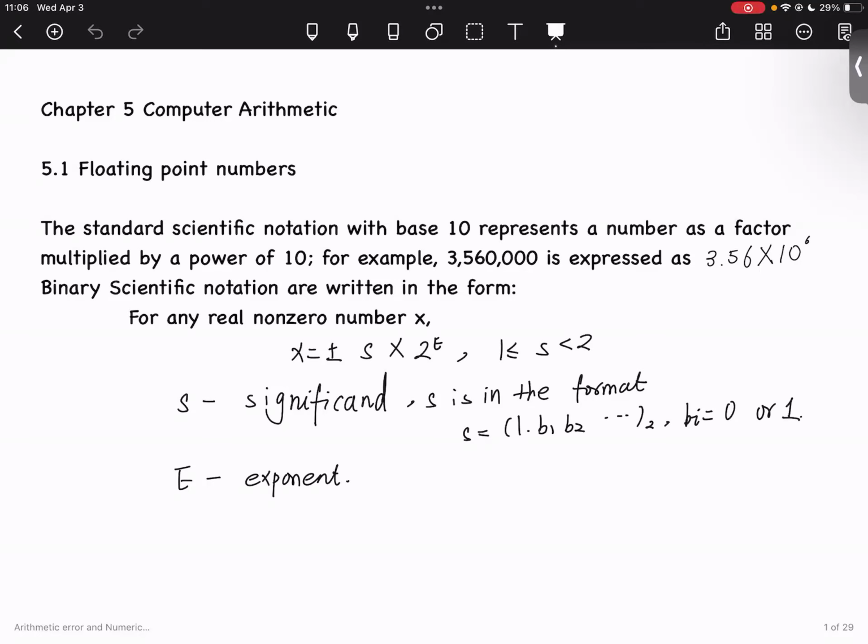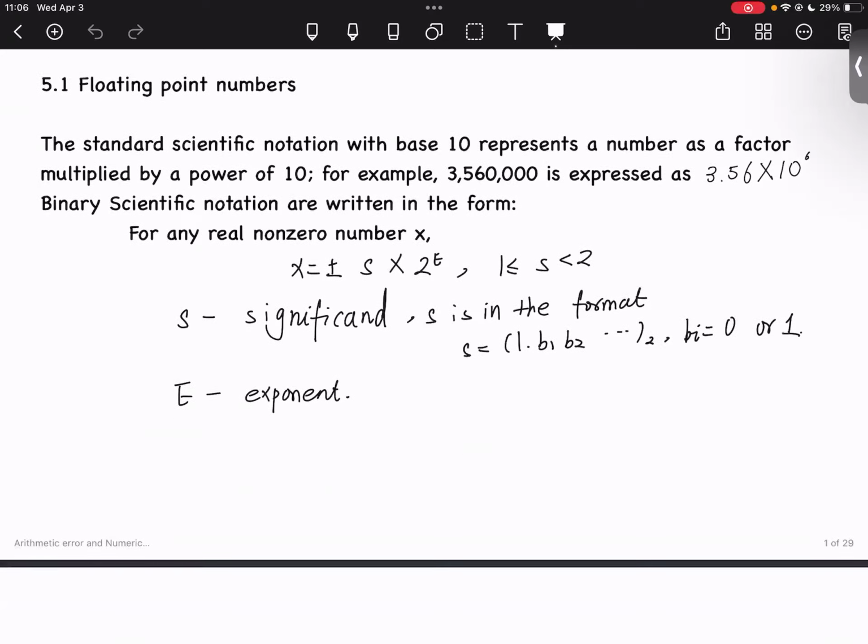Any questions here? A brief introduction. It's quite similar to what you have done for base 10, but here we change it to binary, and we have the sign, the significand, and the exponent.